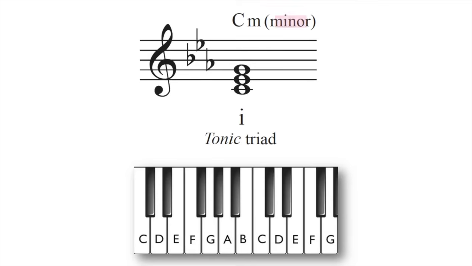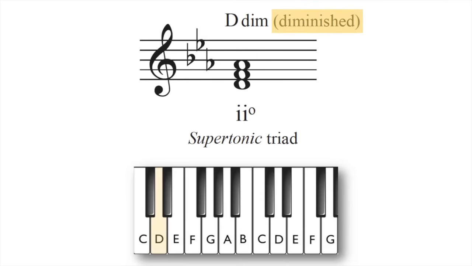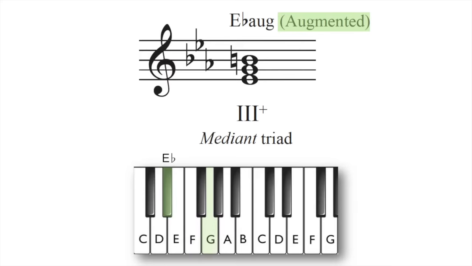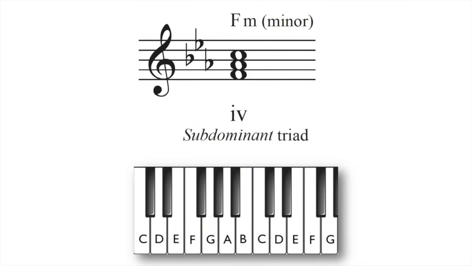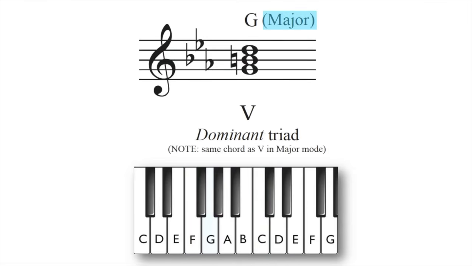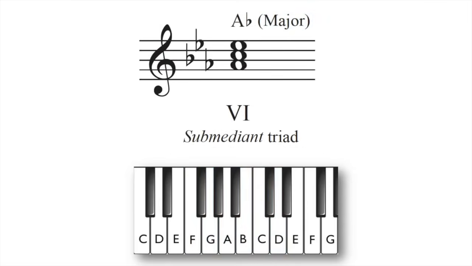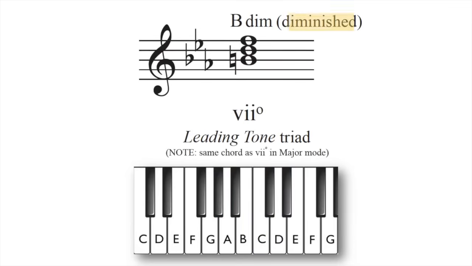major. The 1 chord is minor. The 2 chord is diminished. The 3 chord is augmented. This is so called because there is an augmented fifth between the root and the fifth. The 4 chord is minor. The 5 chord is major. The 6 chord is also major. And the 7 chord is diminished, just as it was in the parallel major mode.